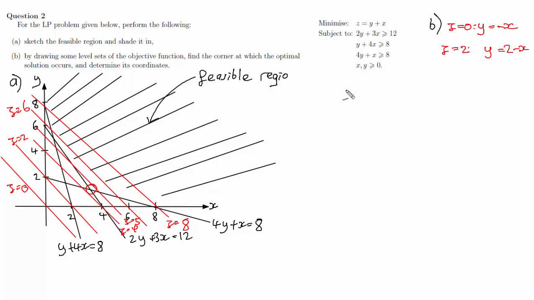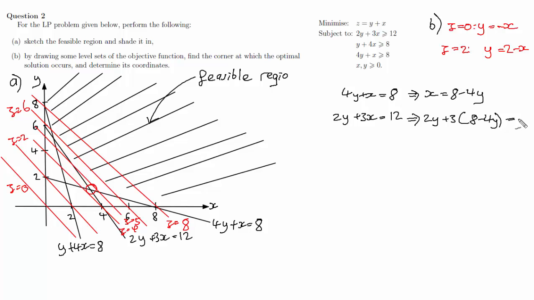So it's just a little bit of high school maths. 4y plus x equals 8 and 2y plus 3x equals 12. From this we can get x equals 8 minus 4y, and plugging that value into our equation here gives us 2y plus 3 times this, 8 minus 4y, is equal to 12. And then it's just a matter of rearranging to get a value for y.